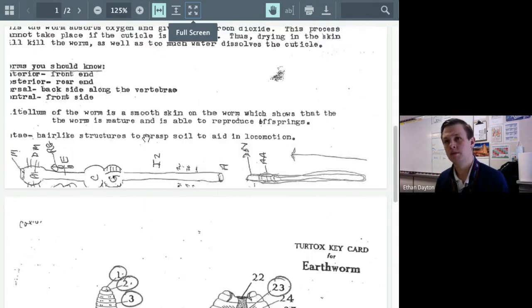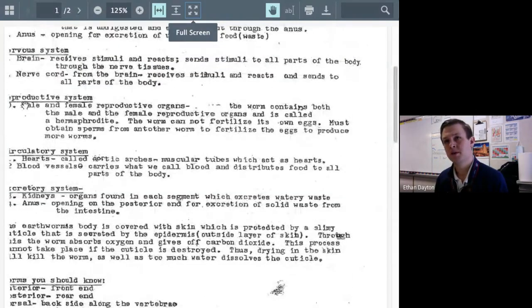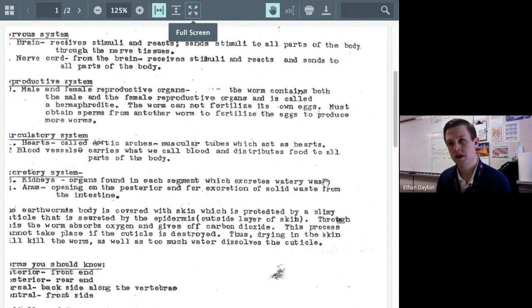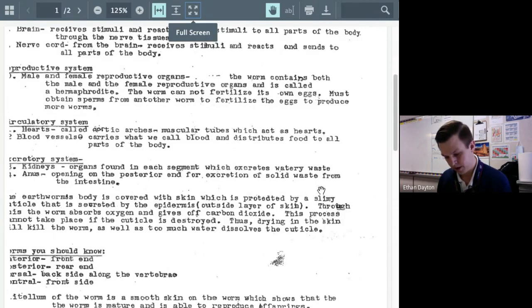And if you scroll up, that's all that's said about the reproductive system. It has male and female reproductive organs. The worm contains both the male and the female reproductive organs and is called a hermaphrodite. We've talked about that. The worm cannot fertilize its own eggs. It has to reproduce sexually with another earthworm. Must obtain sperm from another worm to fertilize the eggs and produce more worms. Okay? There you have it. Okay. Moving on.